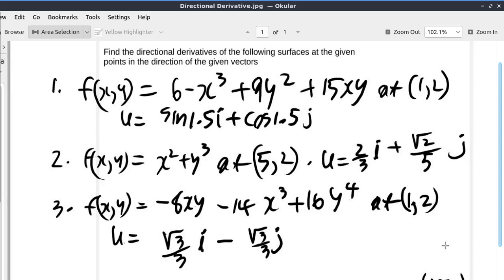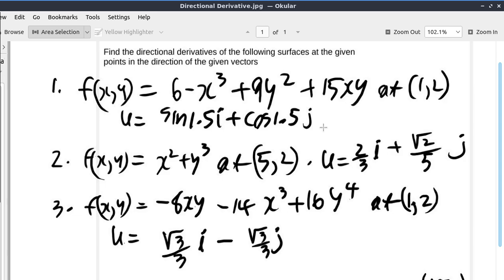Here we have your exercise on directional derivative. Here you are to find the directional derivative of the following surfaces at the given points in the direction of the given vectors. So question 1, f of x y is 6 minus x cubed plus 9y squared plus 15xy. That's the curved surface at the point (1, 2) in the direction of the vector u equals sine 1.5 i plus cos 1.5 j.